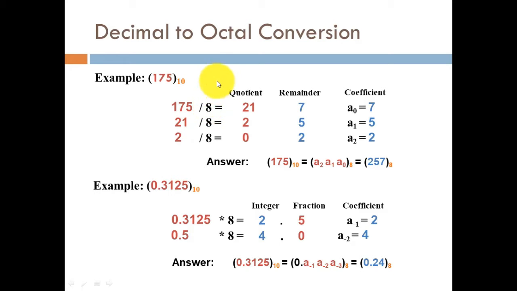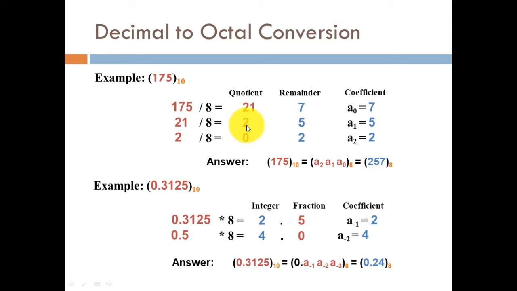So for the octal number system, we will have the base value equal to 8. So we are going to divide this 175 by 8. Here the quotient turns out to be 21, and the remainder we are left with is 7. This is your remainder term, and we have to write this remainder as the coefficient, a0 is equal to 7, and then again we have to divide this quotient with the base value 8.